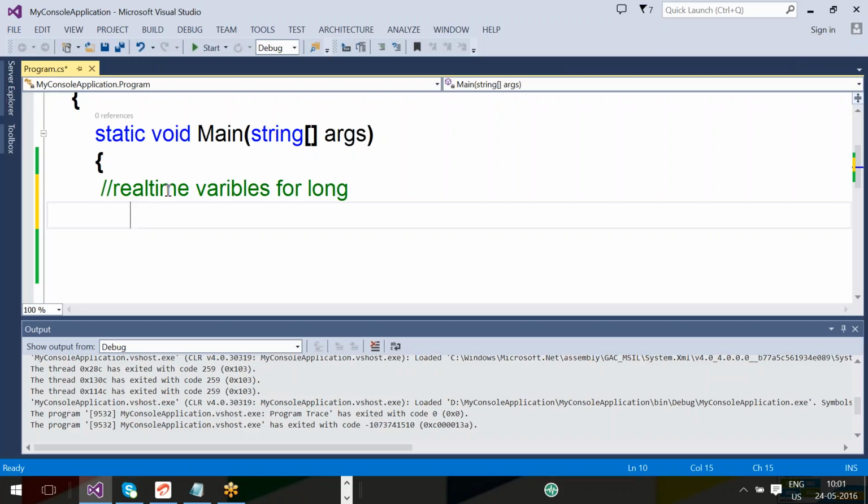Sir, sometimes when shares go down, it goes into minus value. I don't know about minus value, but like you said, it may be a floating value. Yes, we can't consider it. Next, come on. Real-time variables for long.